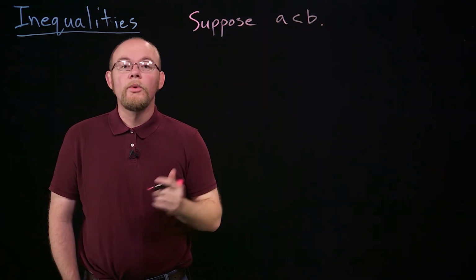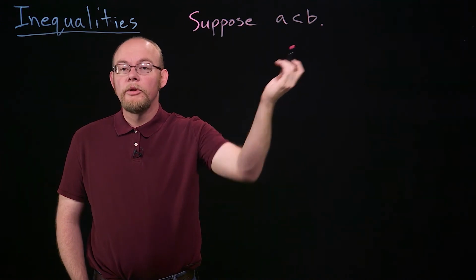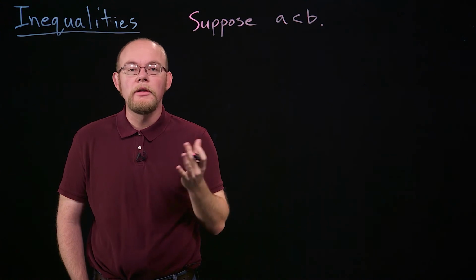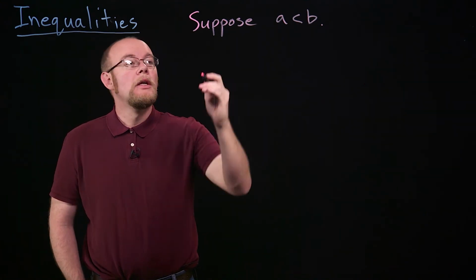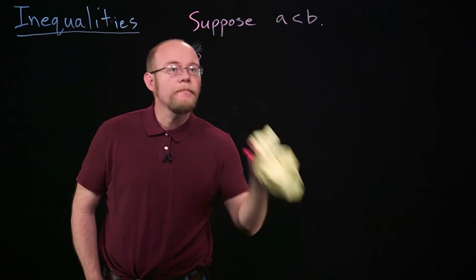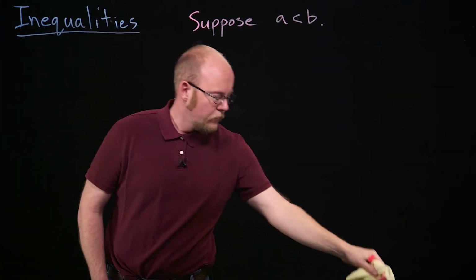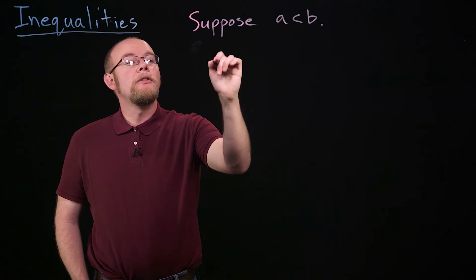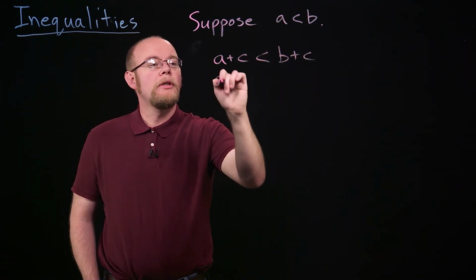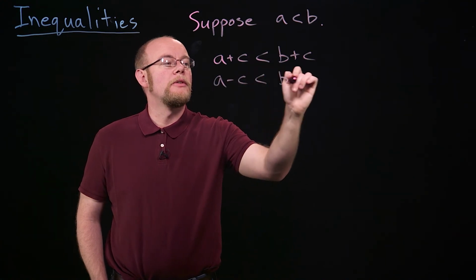Now all these properties work for any other choice of inequality symbol here. So if there's a greater than, a less than or equals to, or even a not equals to, all these properties still essentially hold. Now let's go over the basics. First thing we could do is we can always add a value to both sides, and we can subtract a value from both sides.